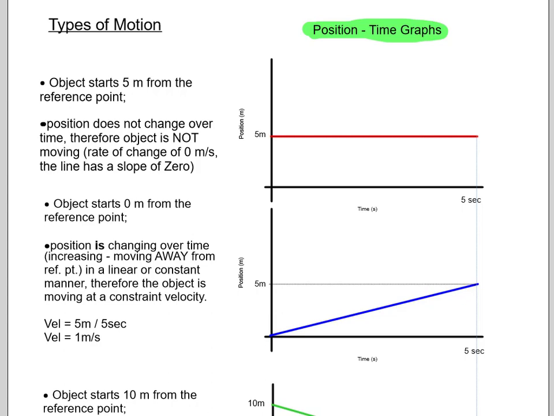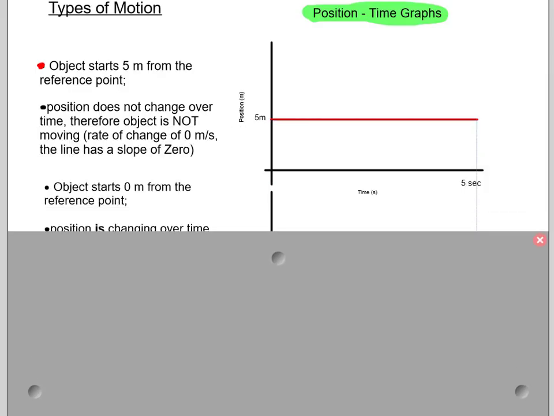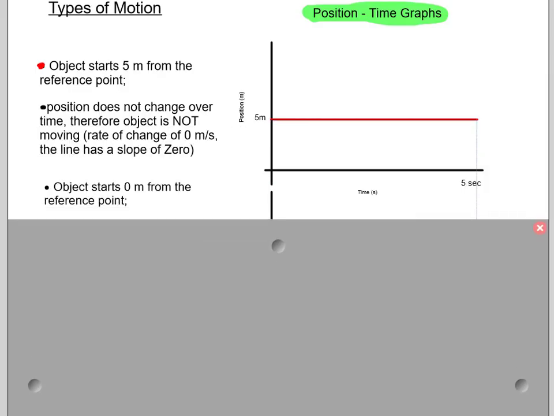So we have position-time graphs here and a quick summary. The object starts 5 meters from the reference point. Maybe I can do this and just make it a little less visually burdening. Okay, so the position does not change. Over here you'll notice that the position line is not changing. The object is a consistent 5 meters away from the reference point. This object is not moving. Okay, the other thing we can look at is what is the slope of that line? Well, the slope or the rate of change is 0. Okay, so it's not moving.